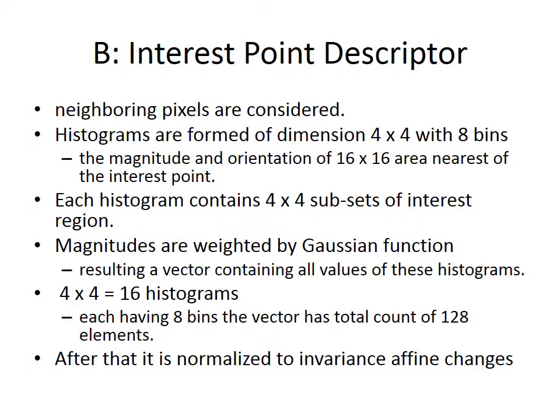To describe a point, neighboring pixels are considered. Histograms are formed of dimension 4 by 4 with 8 bins each, considering the magnitude and orientation of the 16 by 16 area nearest the interest point. Each histogram contains a 4 by 4 subset of the interest region. Magnitudes are further weighted by a Gaussian function, resulting in a vector containing all values of these histograms: 16 histograms, each having 8 bins. The vector has a total count of 128 elements. After that, it is normalized for invariance to affine changes.